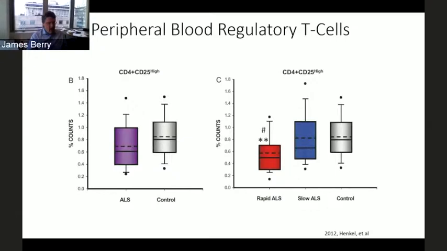There are a number of trials that are targeting inflammation in ALS. One line of reasoning shows that people with ALS have lower peripheral blood regulatory T cells, and that those with more rapidly progressive ALS have even lower numbers of circulating regulatory T cells than those with slower forms of ALS that look more like controls, but not entirely like controls.